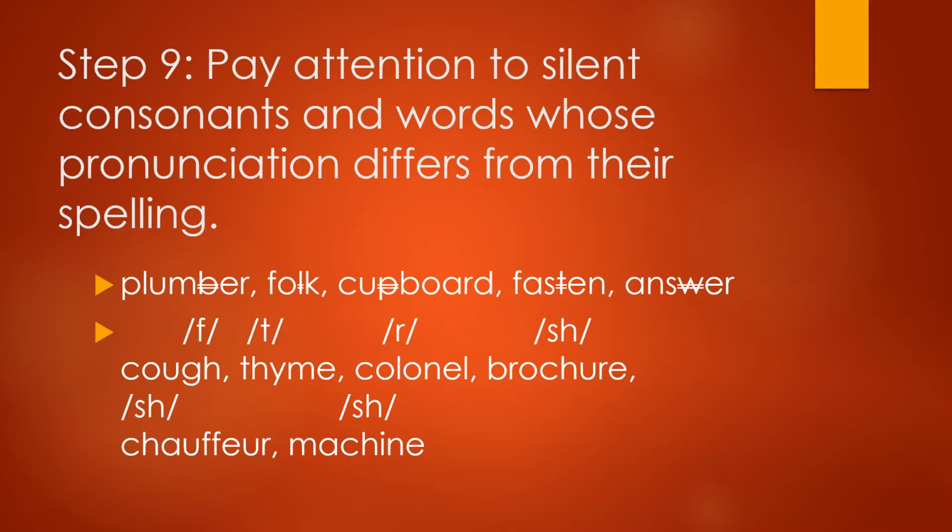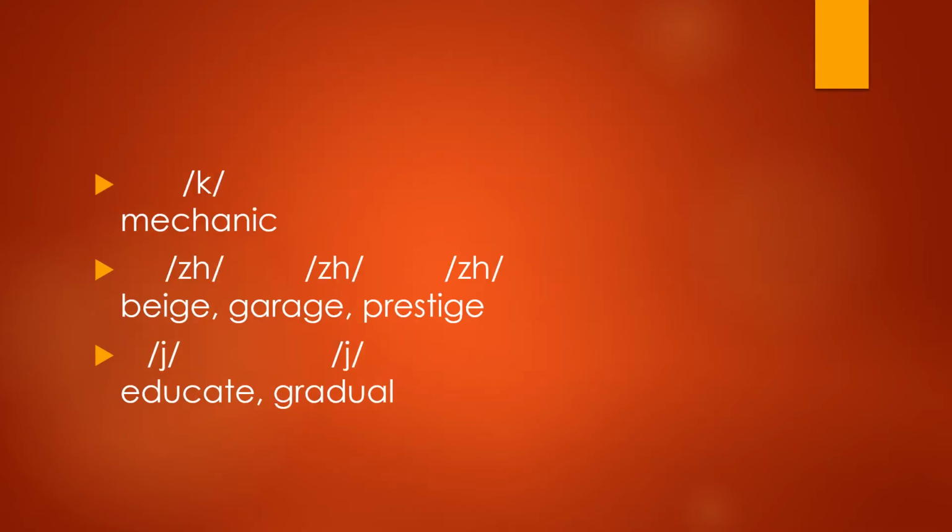Time, the TH is pronounced T. And kernel, the first L is pronounced R. Or words in which CH is pronounced sh: brochure, chauffeur, machine. Or when CH is pronounced K: mechanic. Or words with a G that's pronounced zh, like the middle consonant in pleasure: beige, garage, prestige. Or words where the letter D becomes J: educate, gradual.